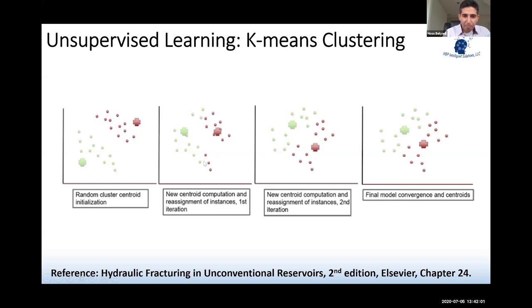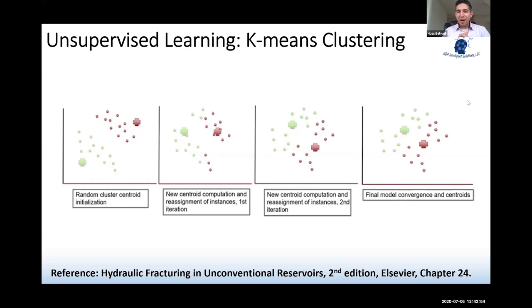We reassigned whether each instance will be under green or red. Then we repeat it again. We take the average of these green instances, and we take the average of these red instances, okay? Then we move this green centroid to the average of the green instances, which moved here. Then we move this red centroid to the average of the red instances, which moves right here. Now we keep repeating this process under different iterations until the model has converged. When the model has converged, it gets to a point where these centroids cannot move anymore. And these are your two clusters.